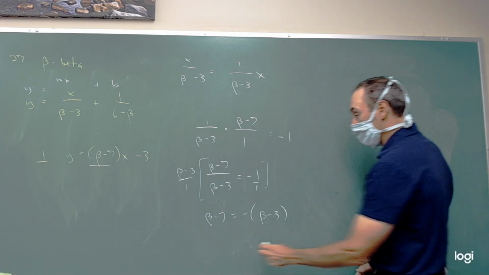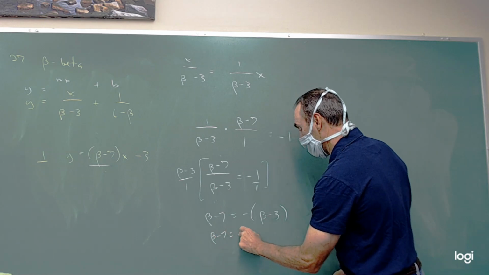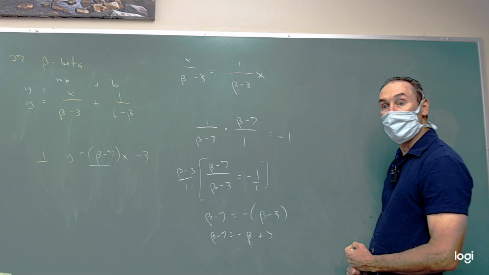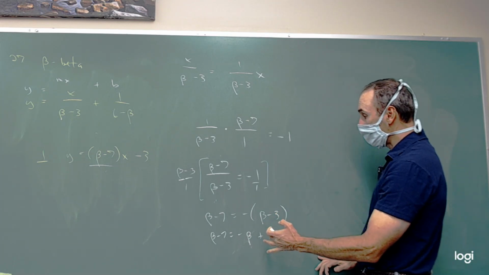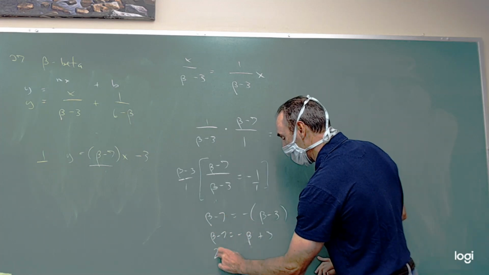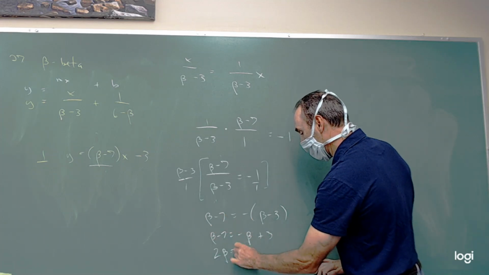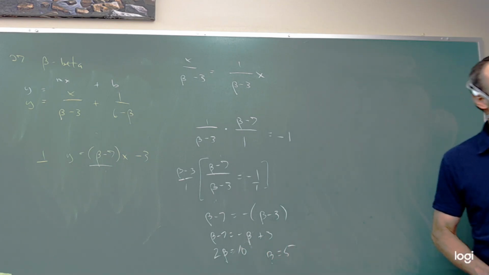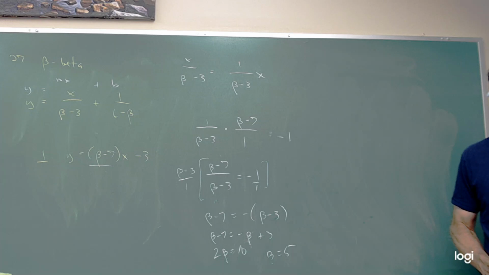And now that's going to be beta minus 7 equals negative beta plus 3, distributing that negative sign. Oh, you're way ahead of me. Adding the beta, that's 2 beta, is equal to adding that over is 10, and so you are correct. Beta is going to be 5. Okay, kind of cool? What a crazy problem.